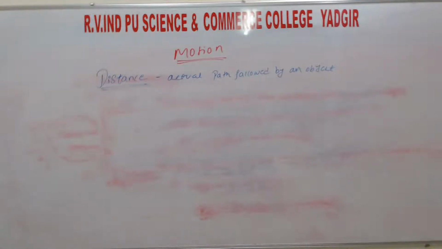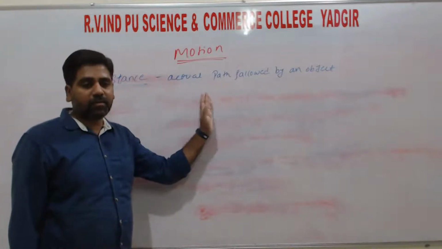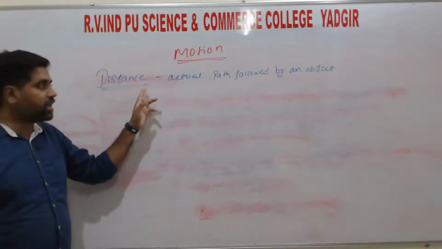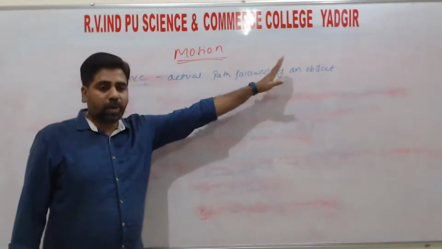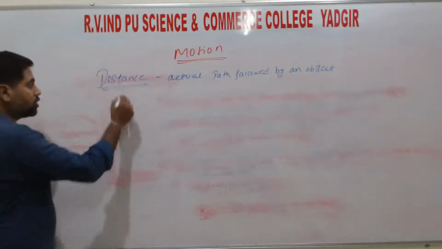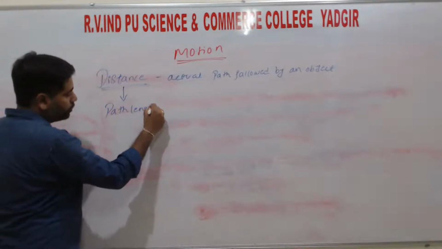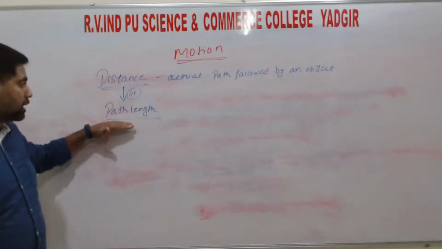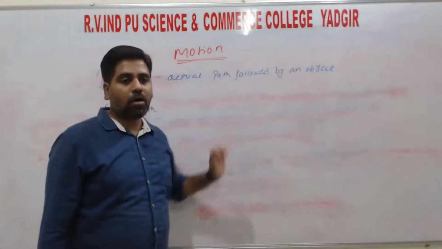With respect to time, as time changes, the position of the object also changes, right? So initially we call the distance the actual path followed by an object, or the actual path traversed by an object. So that one we call the distance, right? The other name for the distance is path length. So distance or path length both have the same meaning, that is the actual path followed by an object, right?